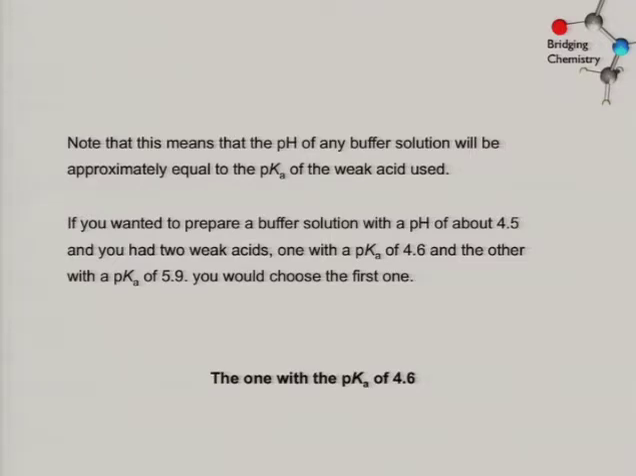So, for example, if you wanted to prepare a buffer solution with a pH of about 4.5 and you had on the shelf two weak acids, one of which had a pKa of 4.6 and the other had a pKa of 5.9, then you would go with the weak acid that had a pKa of 4.6, right? That's going to be very easy to use to make a buffer with a pH of 4.5, whereas the other one's going to be much more difficult.